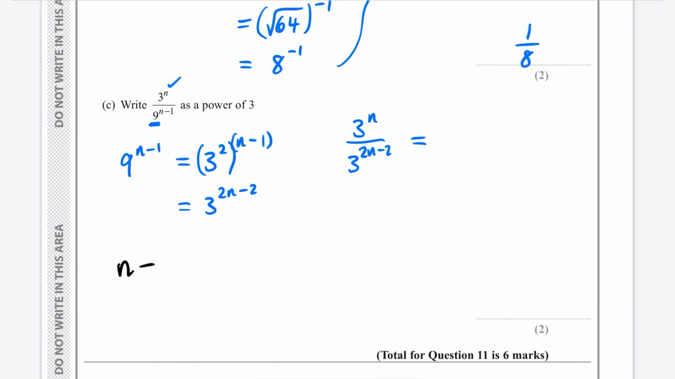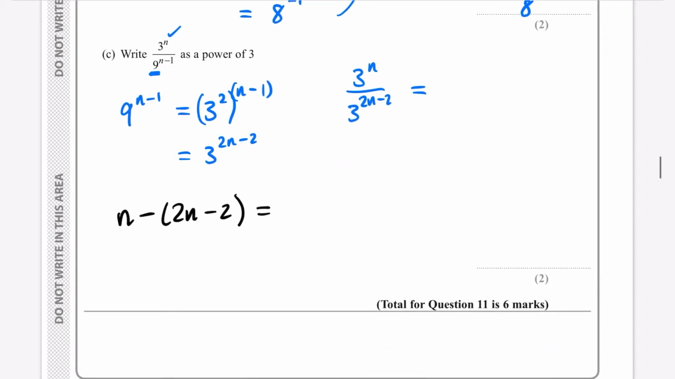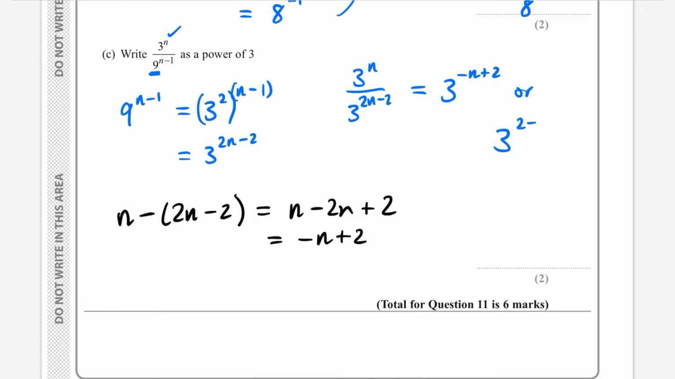We're going to do n subtract 2n minus 2. Well, that's going to be n subtract 2n, but here you are subtracting a negative, which becomes a plus. So we need to do n minus 2n, which is minus n, and we get plus 2. So this becomes 3 to the power of minus n plus 2, or you could write that as 3 to the power of 2 minus n. They are both the same thing. I'm probably going to go with 3 to the power of 2 minus n there.